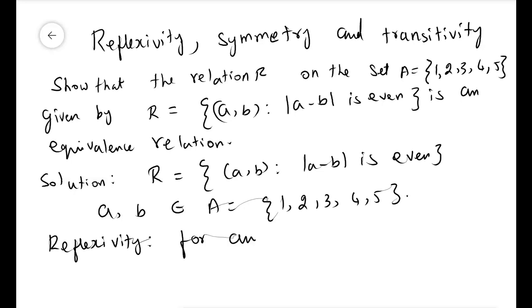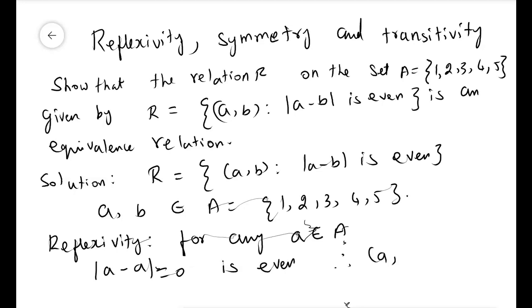For any value of a belongs to A, you can see that modulus of a minus a is equal to 0, which is even. 0 is an even number. So therefore, (a, a) belongs to R. So R is reflexive.